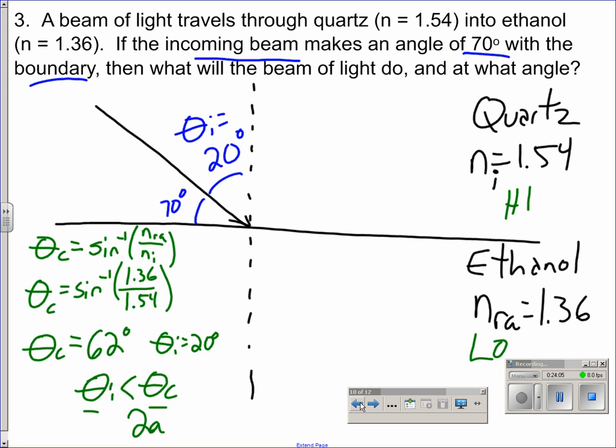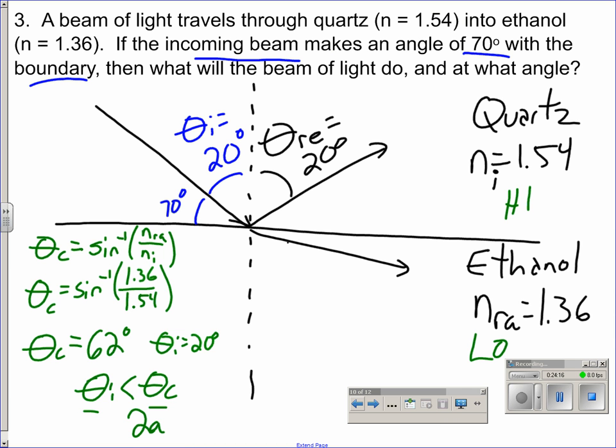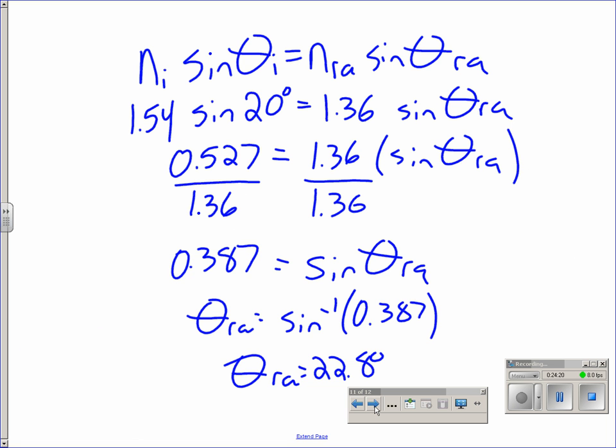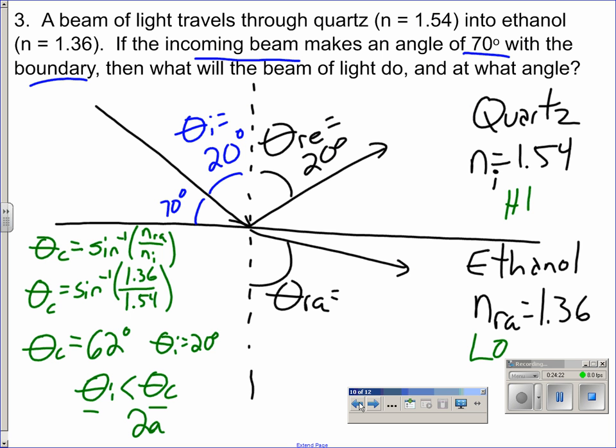So what we figured out then is that our beam of light is going to reflect at 20 degrees and refract at, what did we just say, 22.8 degrees. All right, so there you go.